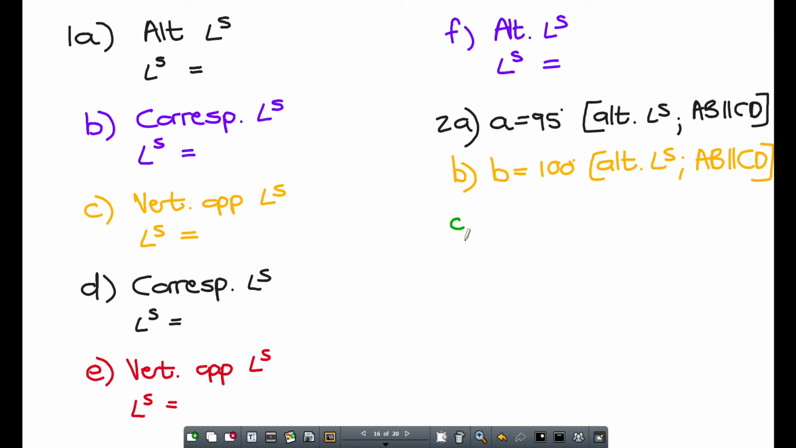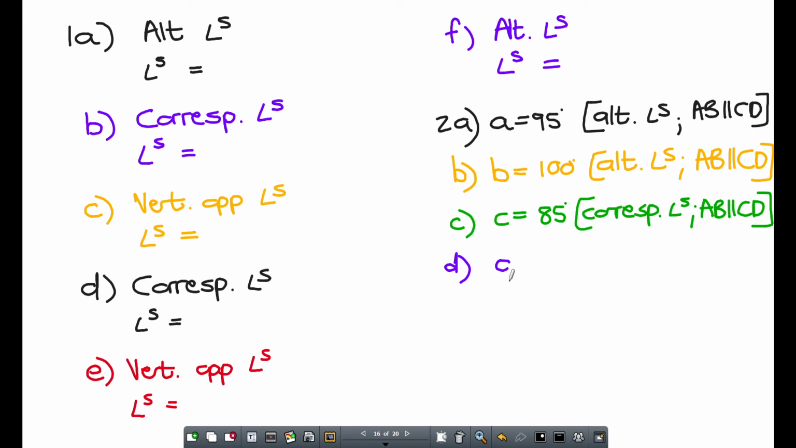Okay. C. Angle C will be equal to 85 degrees because that was corresponding angles. AB parallel to CD. D. D will be equal to 75, also corresponding. Because AB is parallel to CD. Okay. E.